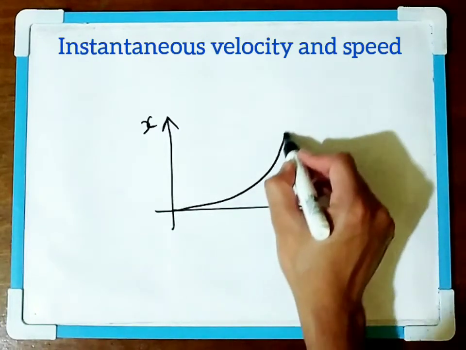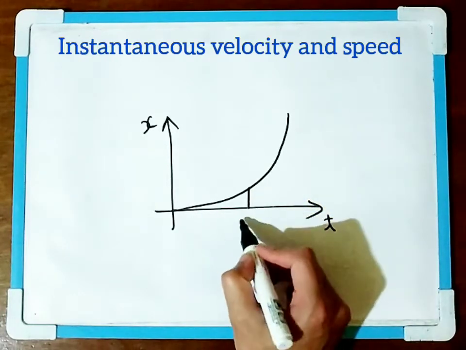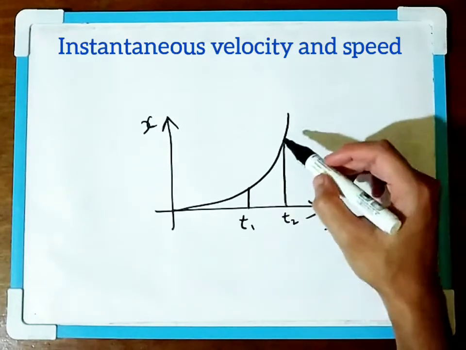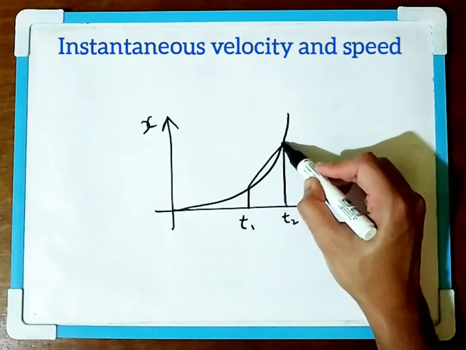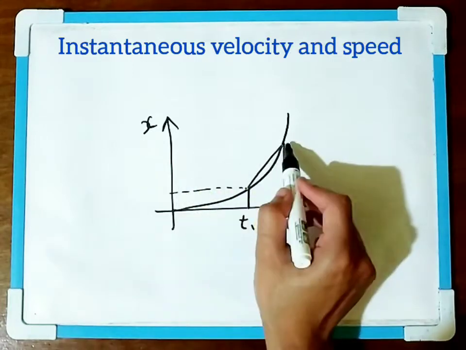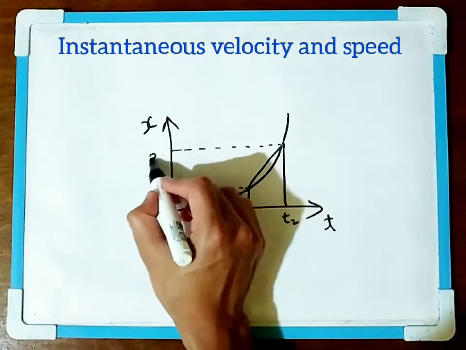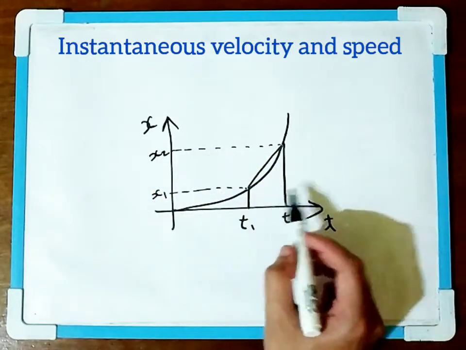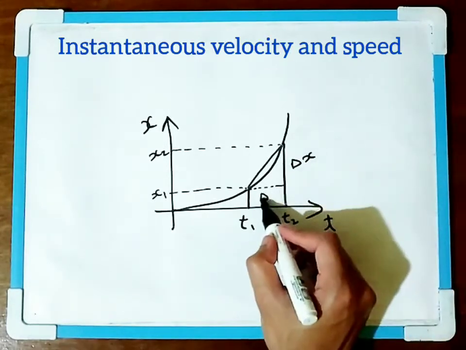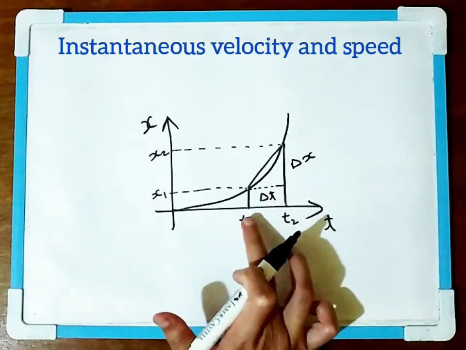then the average velocity, suppose between these two time intervals t1 and t2, can be found out by finding the slope of this line. That is by taking the displacement x2 minus x1 divided by the time interval. So if we take the displacement delta x divided by the time interval delta t, you'll get the average velocity. So this will give you the velocity in this time interval t1 and t2.